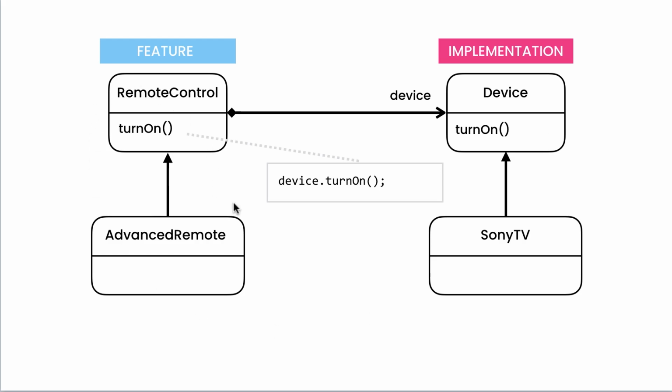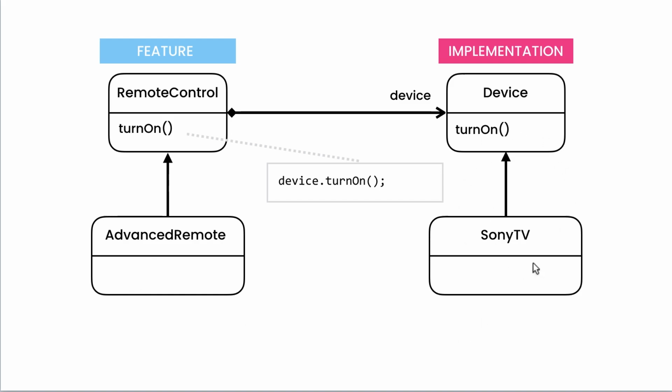Our feature hierarchy is not affected because this hierarchy is only dependent on this device interface and not these concrete implementations. So if you want to support a new TV brand, we don't have to add several new classes to our hierarchy. We simply extend this hierarchy and add a new class to it. Our feature hierarchy is not affected. By the same token, if you want to support a new type of remote control, let's say a remote control for watching new movies, we simply add a new class to this hierarchy. Our implementation hierarchy is not affected.